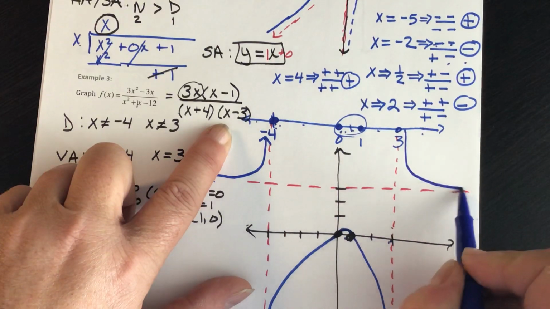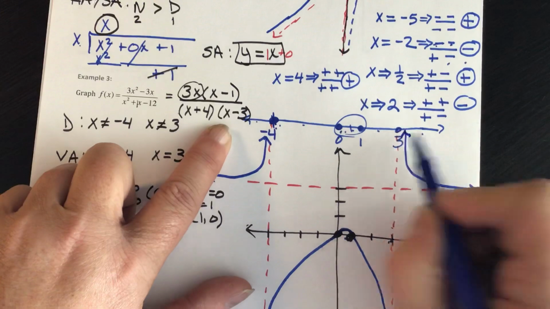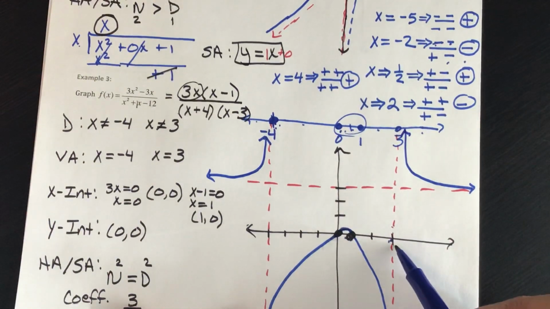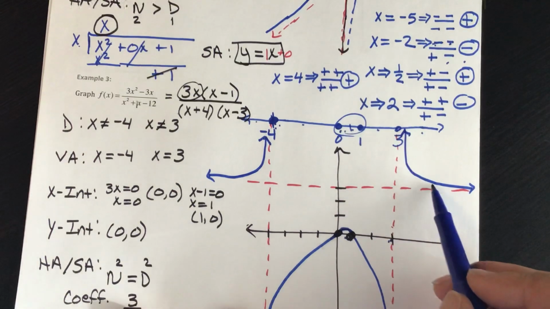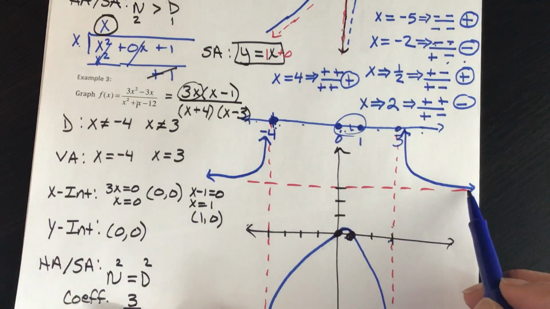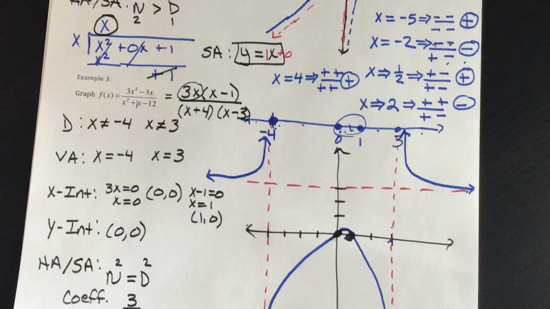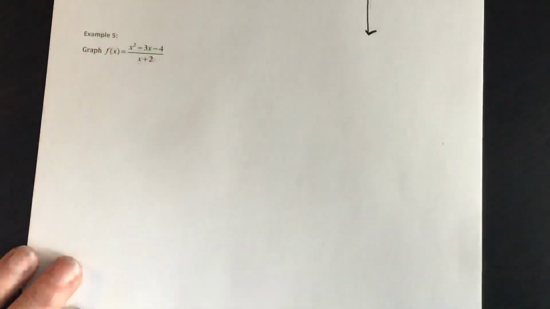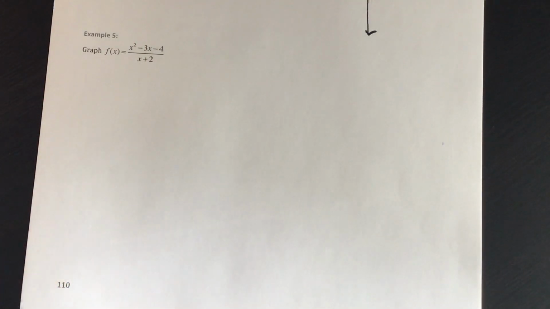So it's going to turn, approach the vertical asymptote, come down, and then approach the horizontal asymptote. All right, so that was another crazy graph. All right, so we got another one here.